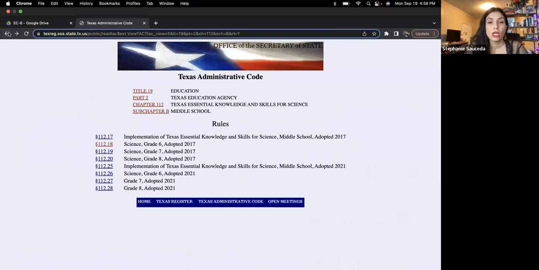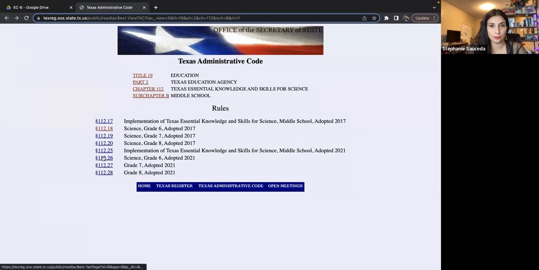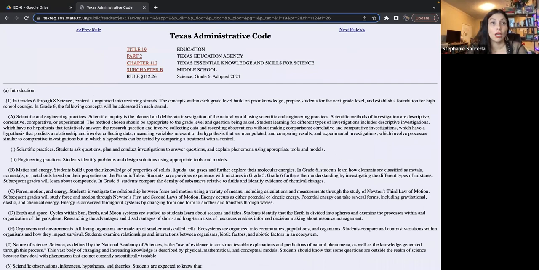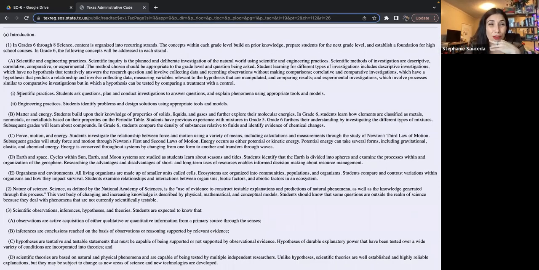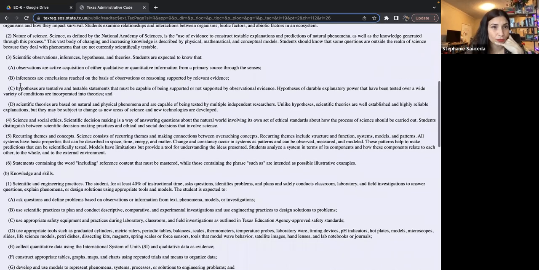And actually, if we'll go back, you'll see that, oh, I was looking at the wrong one. Sorry. Here. These are the updated ones. So before they changed those, and now we have 6 through 8 organized into recurring strands, and those specific strands follow through high school. So it's very much going to be following. Here you'll see them. Recurring themes include structure, function, systems, models, patterns. Systems have basic properties, space, time, energy. And so those are recurring themes.